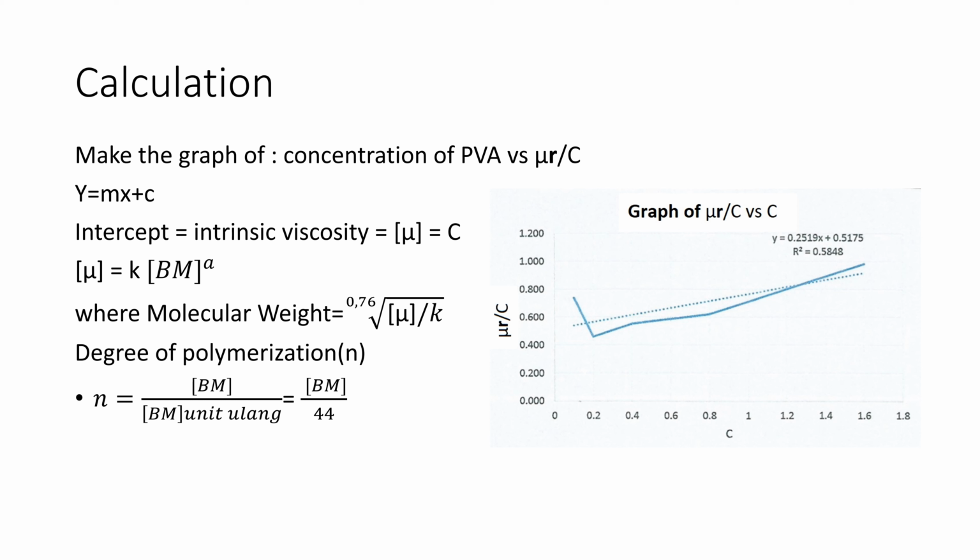After you get the fulfilled table data from the previous slide, then make the graph of concentration PVA versus mu r over C, where the x-axis is the concentration and the y-axis is the mu r over C. Then you will get the line equation, which is y equals mx plus c. From this line equation, the intercept is the c, which means the mu value or mu concentration. And follow this formula and get the molecular weight and the degree of polymerization.